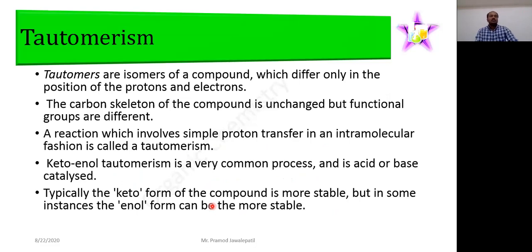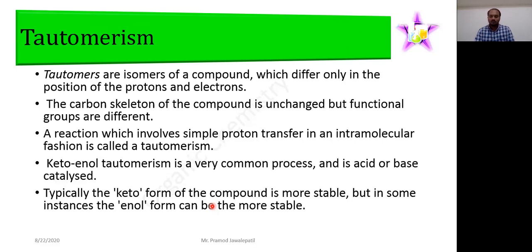Then we will see what is meant by tautomerism. Friends, this tautomerism you have learned in your graduation year. Tautomers are isomers of a compound which differ only in the position of protons and electrons. Tautomers are constitutional isomers of each other. Friends, the carbon skeleton of the compound is unchanged, but the functional groups are different. A reaction which involves simple proton transfer in an intramolecular fashion is called tautomerism.